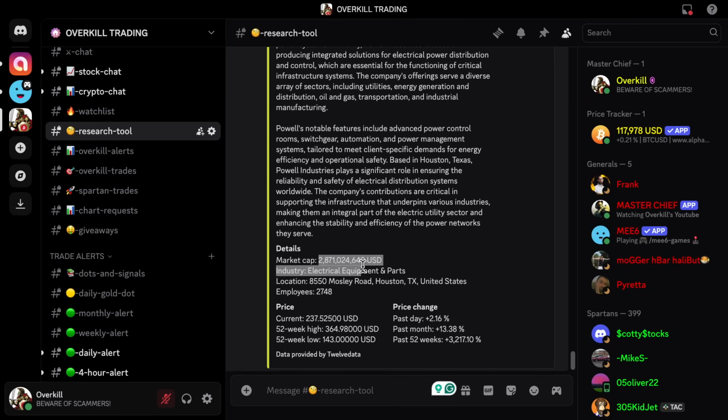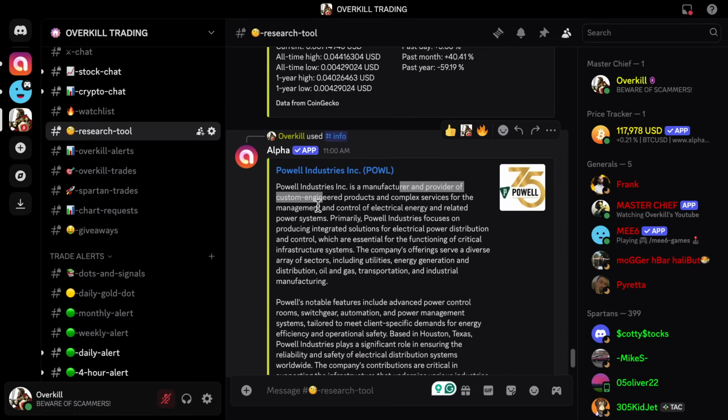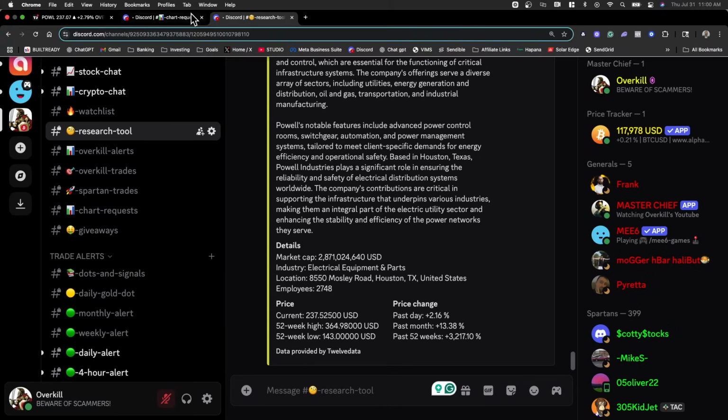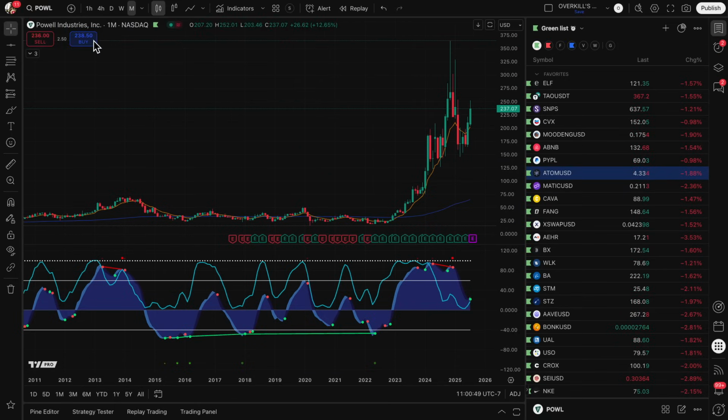And you can see it's a $2.8 billion company. It's a manufacturer and provider of custom engineered products and complex services for management and control of electrical energy related to power systems. So pretty much they are a utility company, electrical equipment and parts. So you could do your research by going to the research tool, or you could look it up on Google. But I really like this chart.